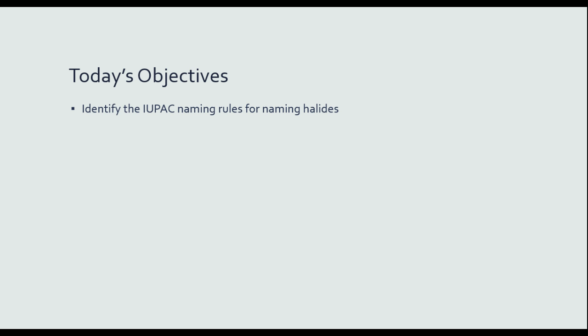Alright everyone, so that pretty much wraps it up for today. Let's recap some of the things you saw. First of all, we identified the IUPAC naming rules for naming halides, and you saw several examples of how to do that with bromos, chloros, and iodos. We also saw some of the reactions that these halogens undergo. Please bring your questions to class.